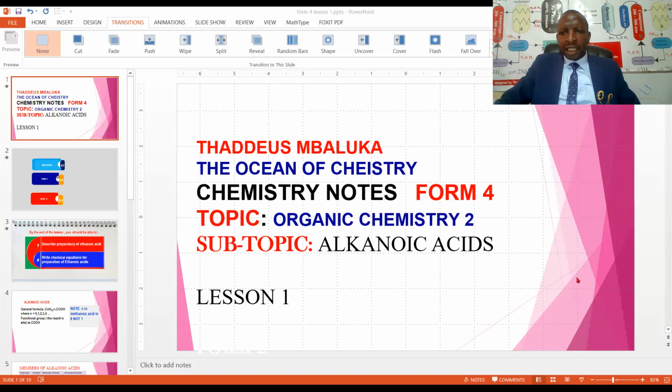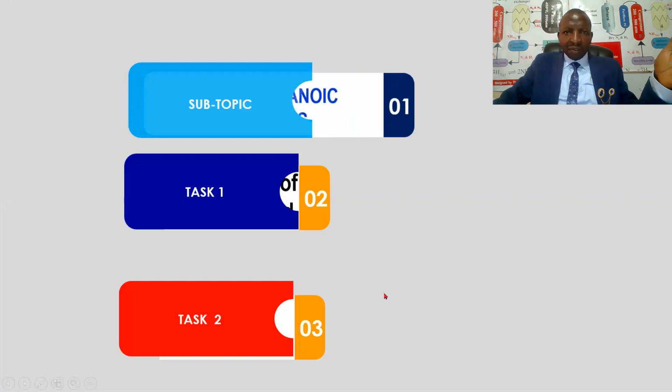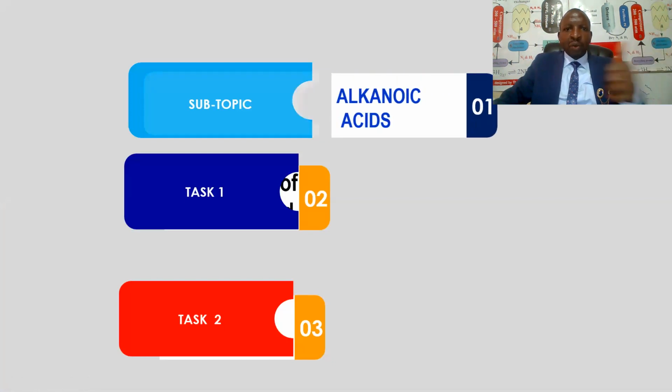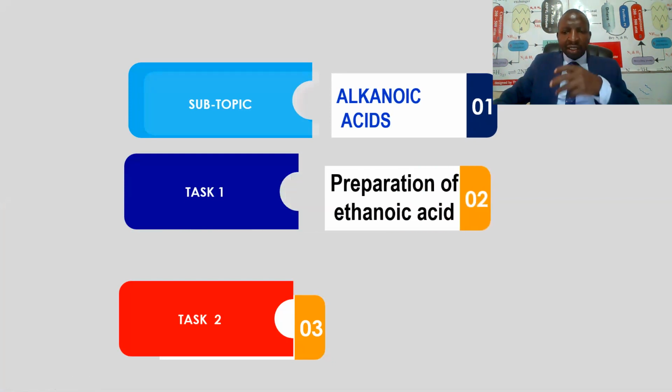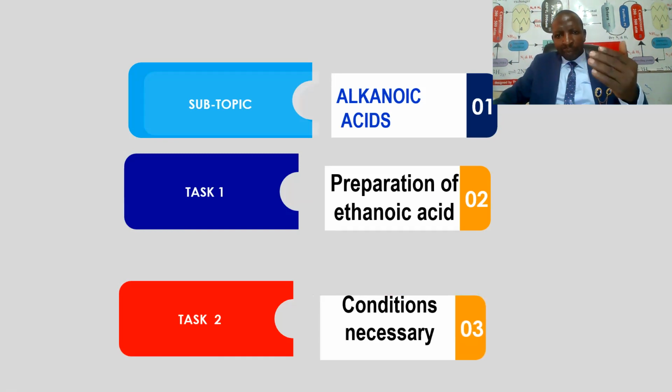In our lesson today, the topic of interest is organic chemistry 2, and the subtopic is alkanoic acid. We are looking at the preparation of ethanoic acid, that is task 1. In task 2, we look at the conditions necessary when preparing ethanoic acid. We also need to look at the process: what is the process used in the manufacture of ethanoic acid?